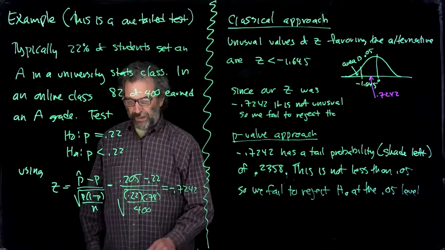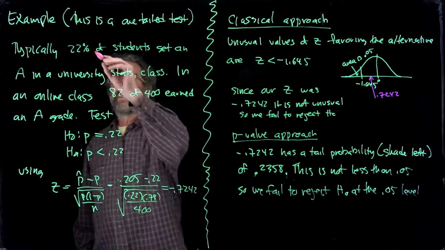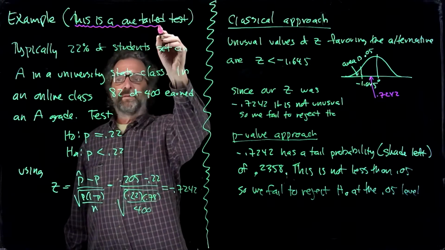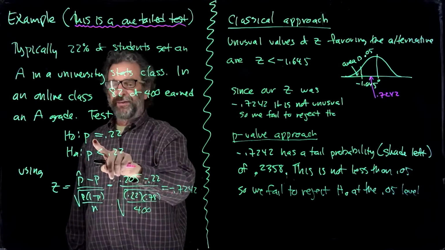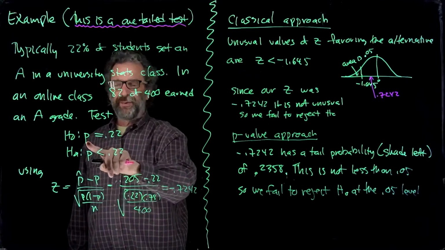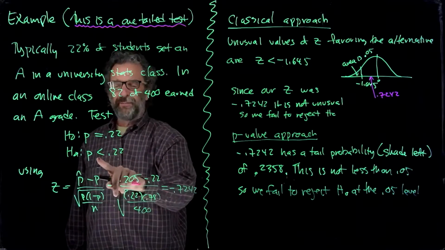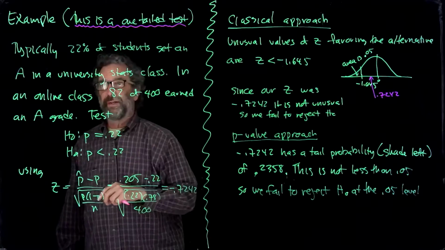So let's do another example. This one has proportions again, and now it's a one-tailed test. So it's a one-sided test. The alternative will be one-sided. The null is always some parameter equal to a number. The alternative is the parameter being less than, greater than, or not equal to the same number. So we're going to be doing that.